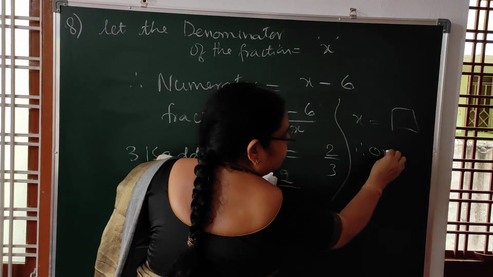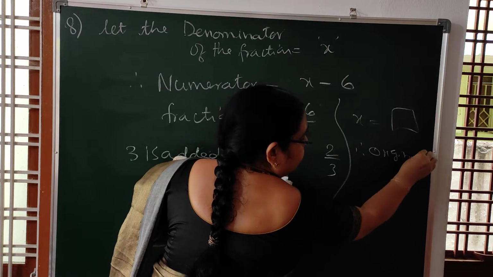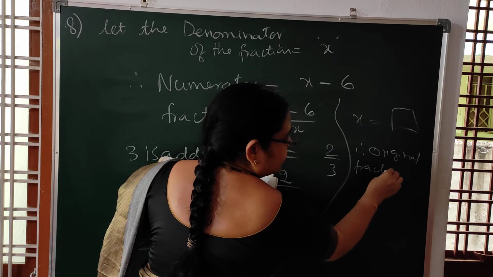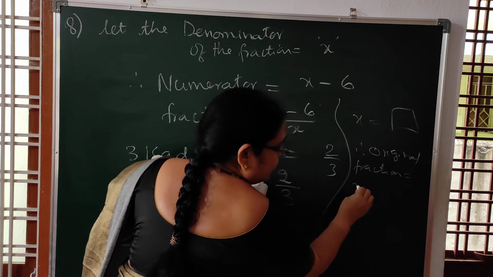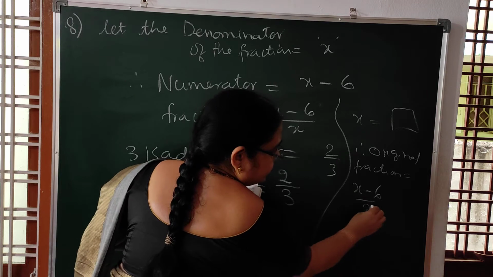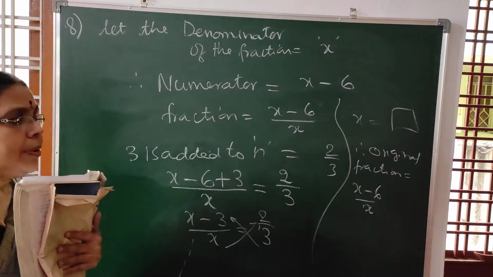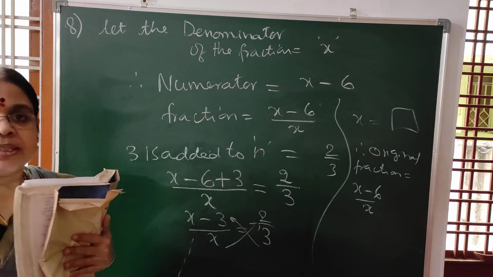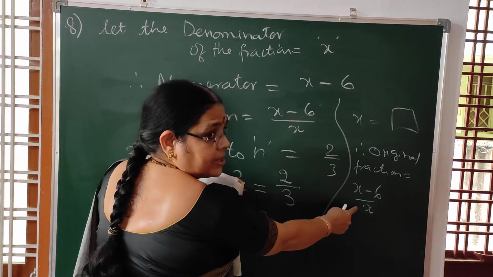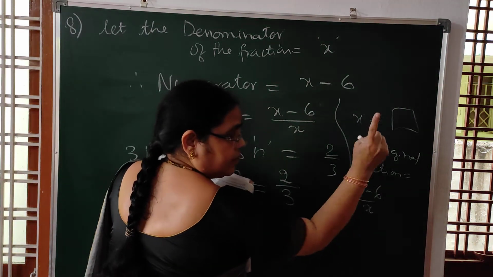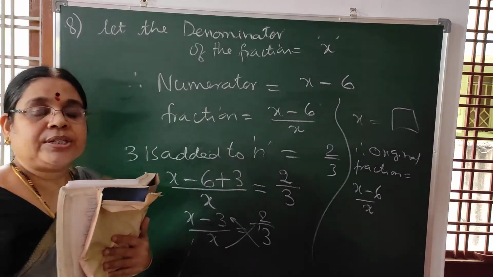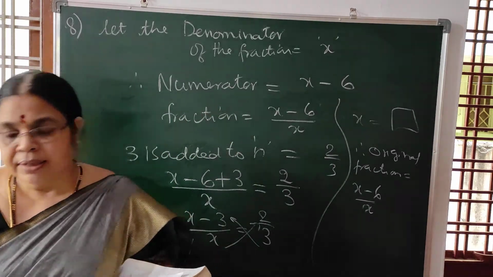Therefore, the original fraction is x minus 6 by x. You are getting x value as something. For example, think that you got x is equal to 7. Then what does the original fraction become? 7 minus 6 is 1, so 1 by 7. Like this you have to find the original fraction.